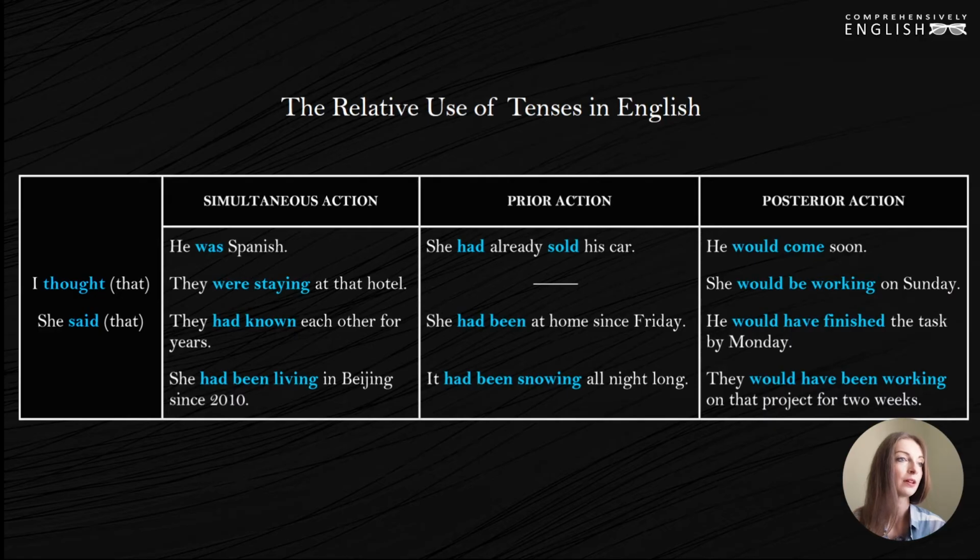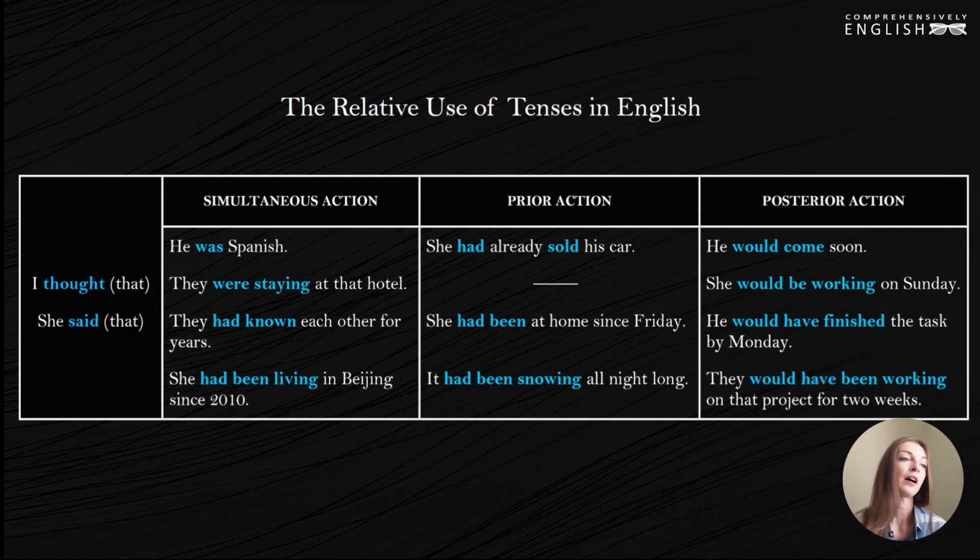Let's look at this table attentively. Here we have two main clauses, I thought and she said. Both of them are in the past simple tense. So if your clause is in the past simple tense, you can have these scenarios. I thought he was Spanish. I thought they were staying at that hotel. I thought they had known each other for years. I thought she had been living in Beijing since 2010. In this case, the action in the main clause and the action in the subordinate clause are simultaneous.